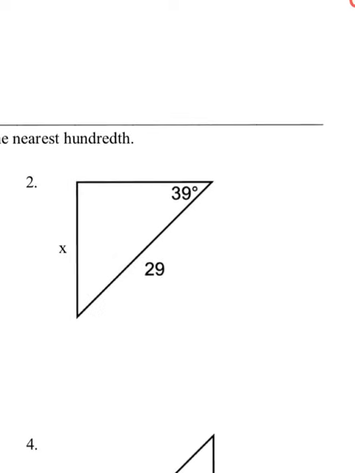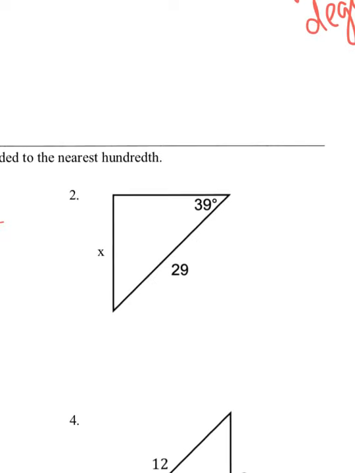Here, my x is another side. Okay, so I have 3 steps. I'm going to set up the proportion, cross multiply, and then solve. If you're looking for an angle, you don't cross multiply. Okay, we'll get to that in a second though. So I'm given this 39 degree. This is my right angle.